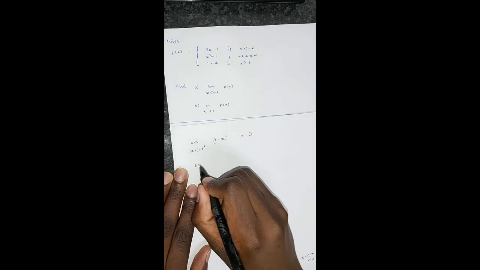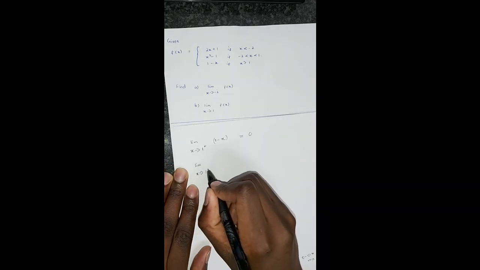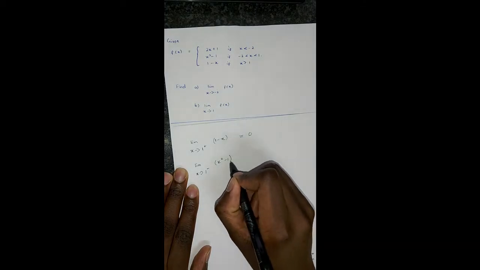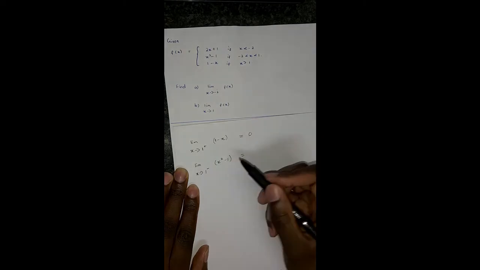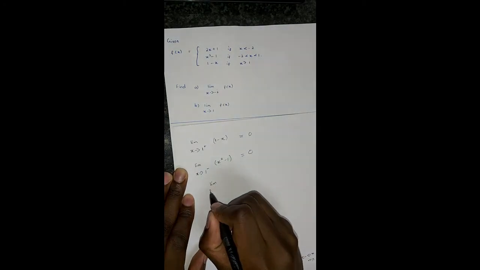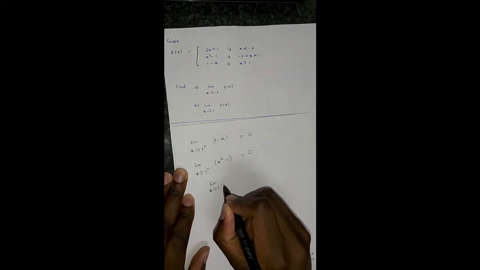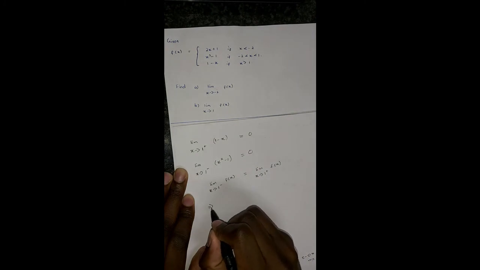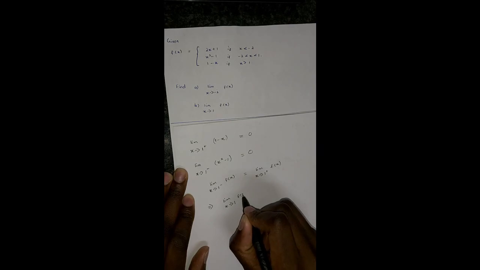And then the limit as x approaches 1 from the negative. So we're going to use x squared minus 1, which is equal to 1 squared minus 1, which is just equal to 0. And since the limit as x approaches 1 from the negative of f of x is equal to the limit as x approaches 1 from the positive of f of x, therefore our limit as x approaches 1 of f of x is equal to 0.